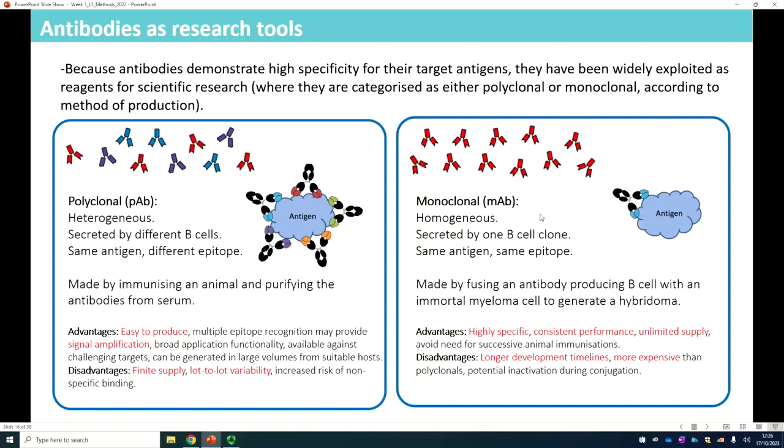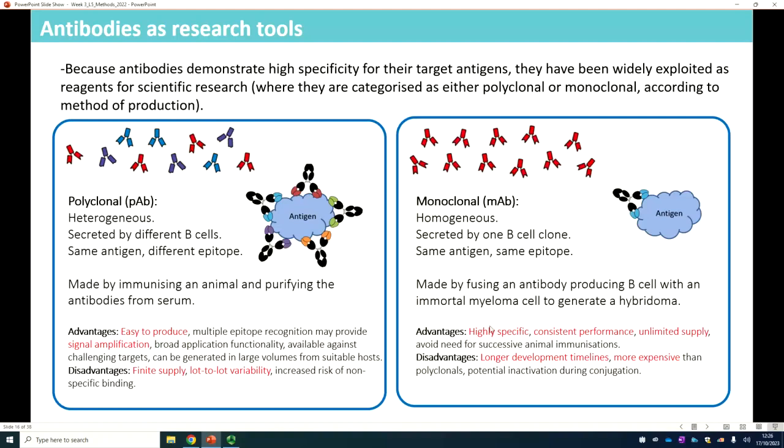On the other hand, we have monoclonal antibodies. So these are homogeneous. They're secreted by one B cell clone. So they recognize the same antigen, but they only recognize the same epitope. So they're absolutely identical antibodies. And they're made by fusing an antibody-producing B cell with an immortalized myeloma cell in order to generate a hybridoma.